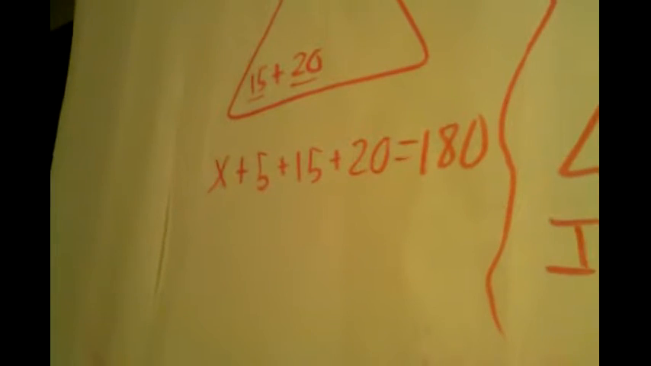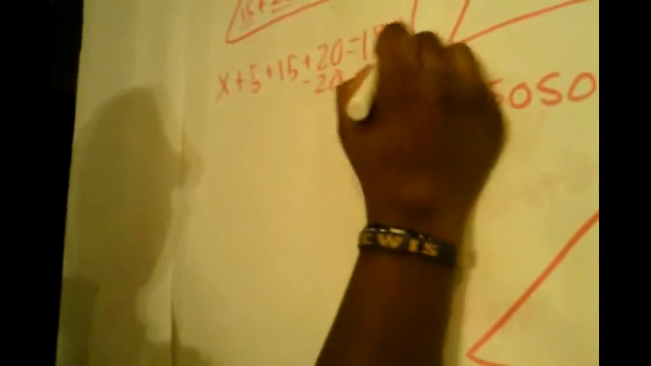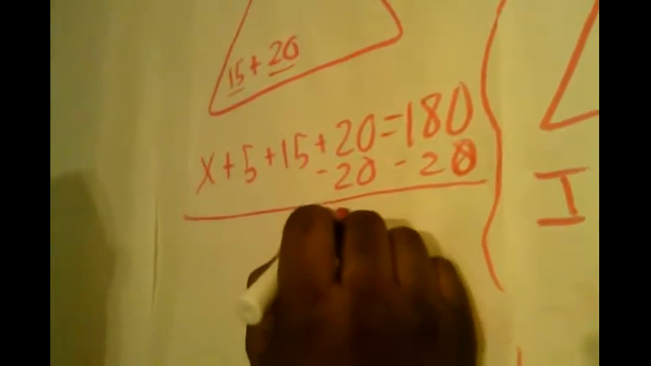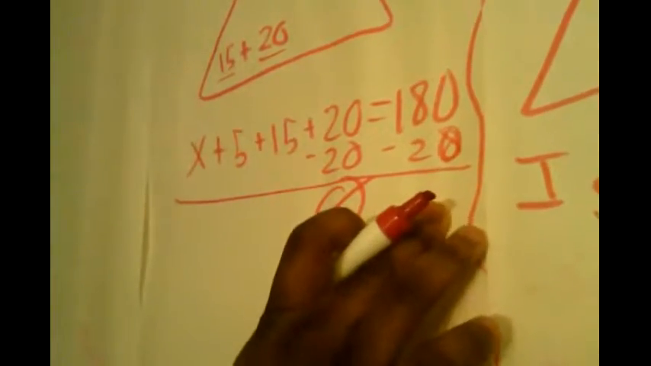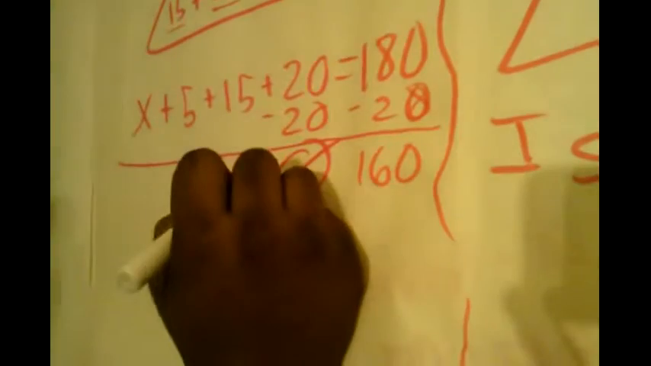So, what we're going to do, this is the difficult part. Everybody must pay attention. First, what's the opposite of plus 20? Minus 20. Yes, minus 20. You take 20 from 180. Now, what's a positive 20 plus a negative 20? It's gotta be a 0. So what is 180 minus 20? 160. Good job. Bring everything else down.